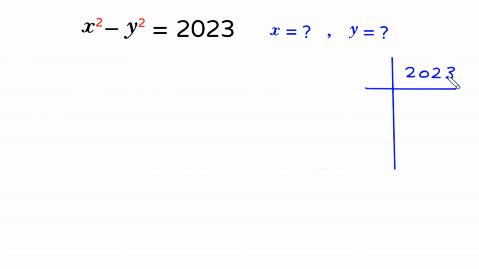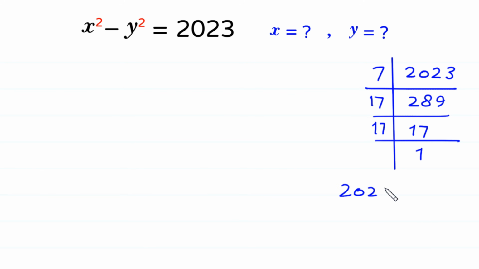This number 2023 is divisible by 7. 7 2 times 14, 7 8 times 56 and 7 9 times 63. Now this number 289 is divisible by 17. 17 times 17 is 289 and 17 1 time 17. So this number 2023 is equal to 7 times 17 square, and in the equation we have x square and y square.